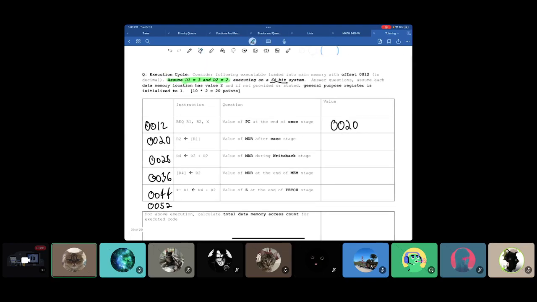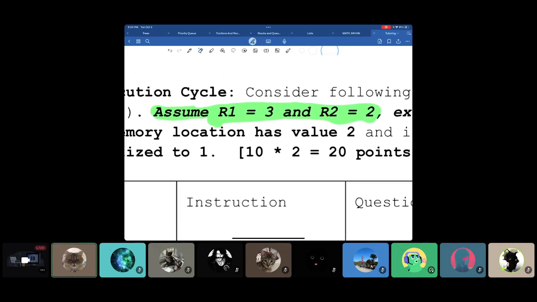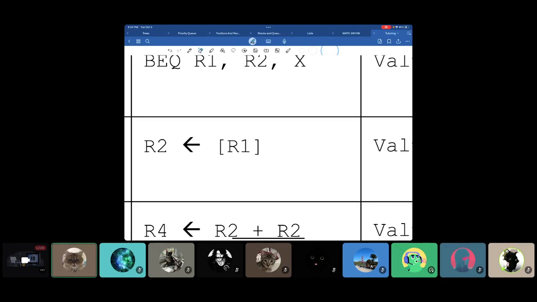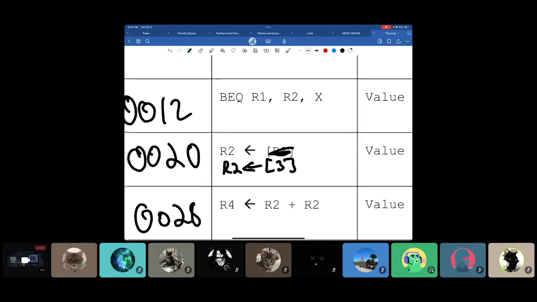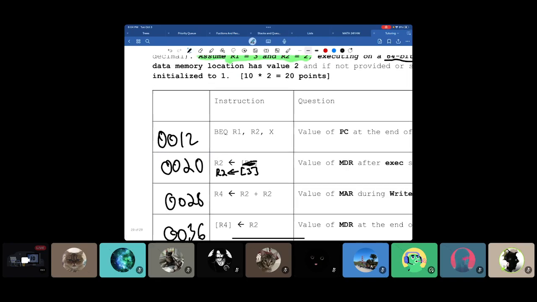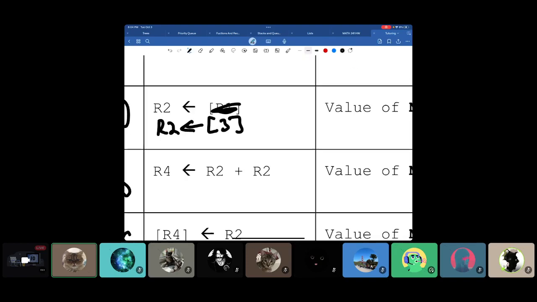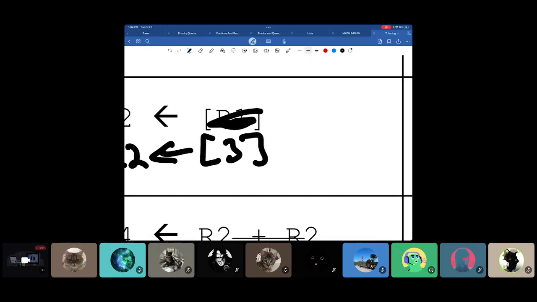this is the next instruction, and it says that general purpose registers are initialized to 1 if they're not stated. But here it was stated that R1 is equal to 3, meaning that here we're not dealing with R1, we're dealing with R2. That's what it looks like, right? But we have to figure out what the value of the MDR is after the exec stage, meaning the data that we retrieved from address 3, right?